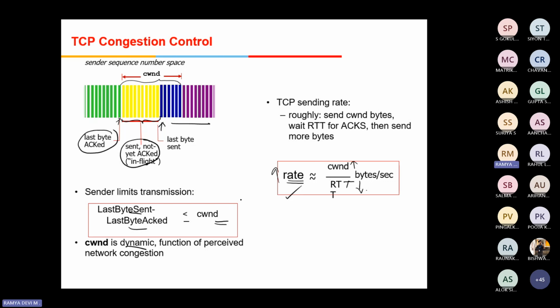Okay, so the congestion window defines how much data can be in flight. It will be adjusted automatically to keep throughput higher, but congestion in a lower state. Okay.